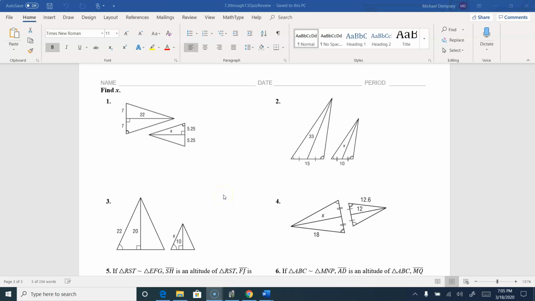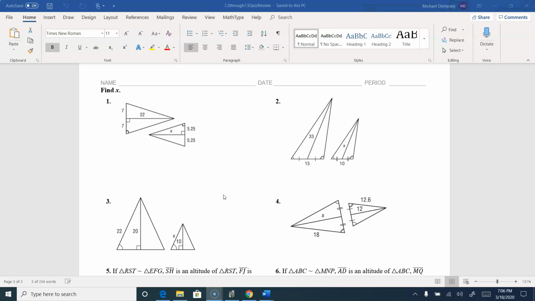Okay, part 3 of our quiz review. Got some decimals invited to the party today, so I'll make sure I look at those with you. But don't panic if you get decimal answers. That's going to be okay. So a couple extra little caveats we have here.